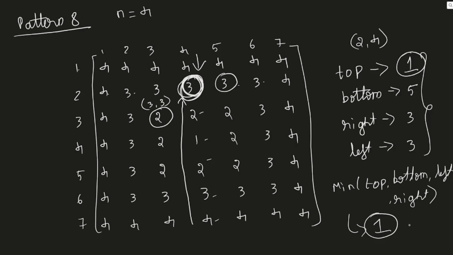Let us try if that logic holds good here or not. N minus min of top, bottom, left, right, which is nothing but 1. 4 minus 1, which is 3. For this index, it is holding good. Let us cross check for this index, which is nothing but 4 comma 3.